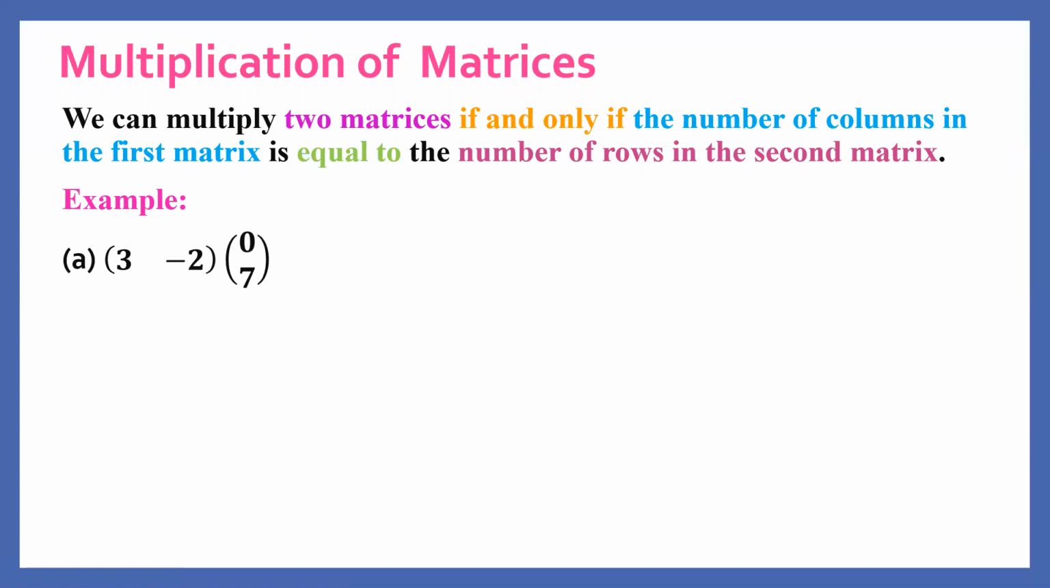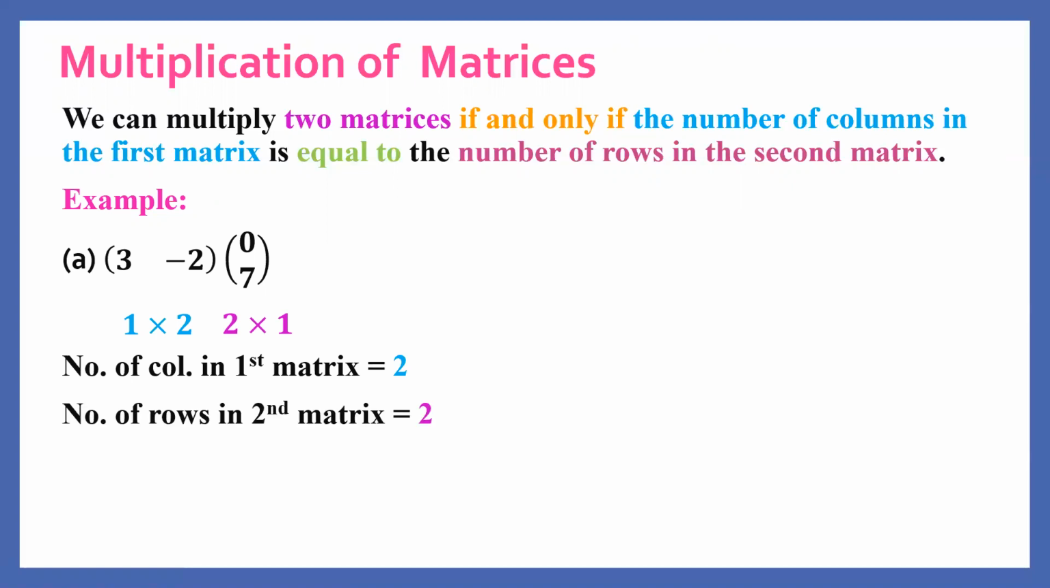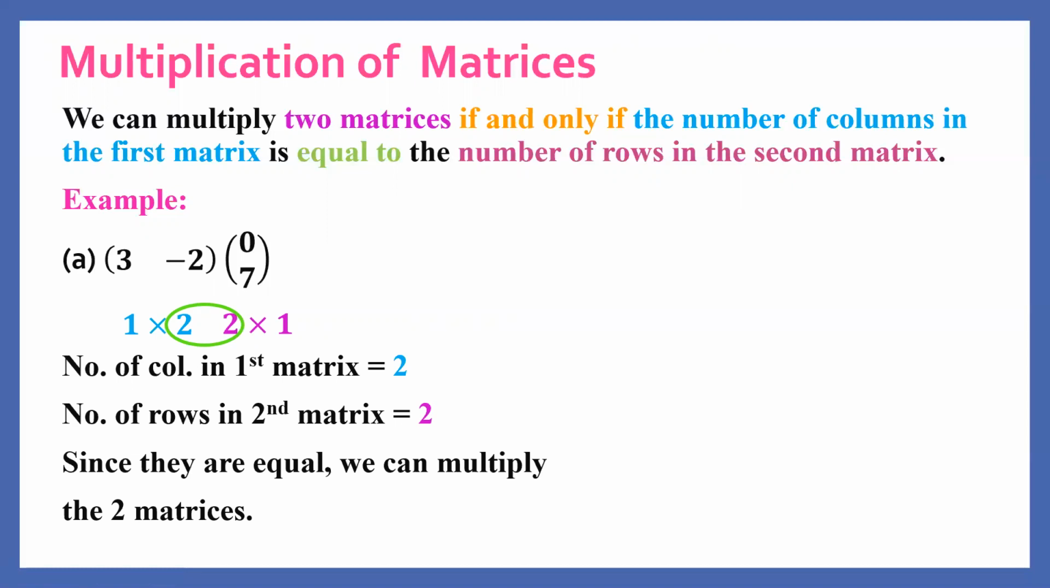Part A. First, I need to find the order of the two matrices. The first matrix is of order 1 by 2. The second matrix is of order 2 by 1. The number of columns in the first matrix is 2. The number of rows in the second matrix is 2. So this means they are equal. We are using this sentence here. These two are equal. So if they are equal, this means that we can multiply the two matrices.